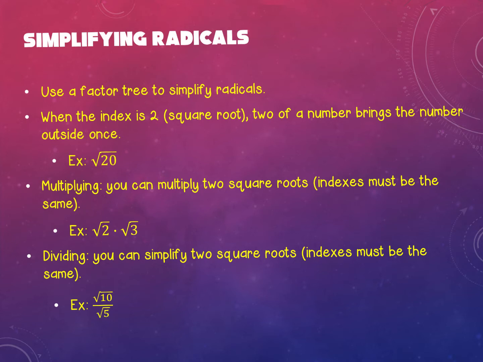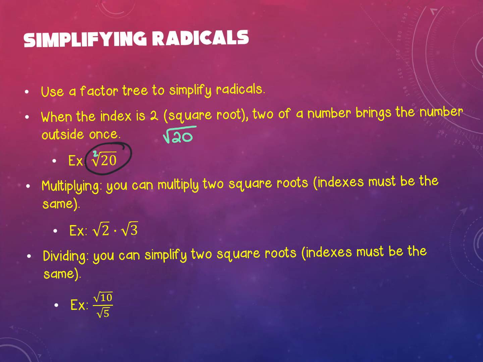When the index is 2, which means the square root, which looks like this, because there's really a 2 there, then you need 2 of a repeated number in order to bring the number to the outside. So let's just say we had this square root of 20.